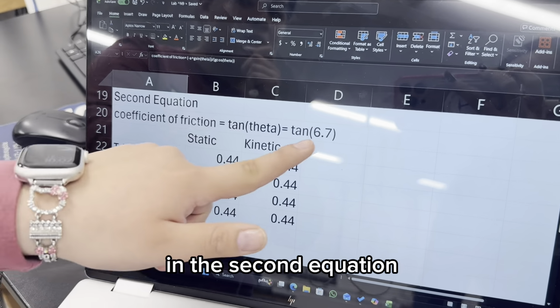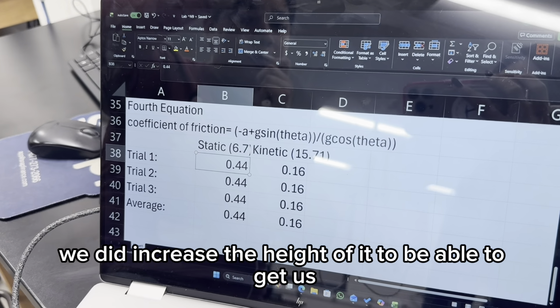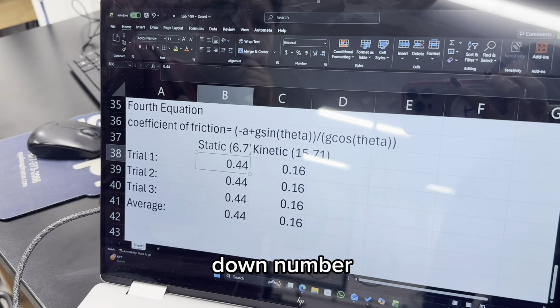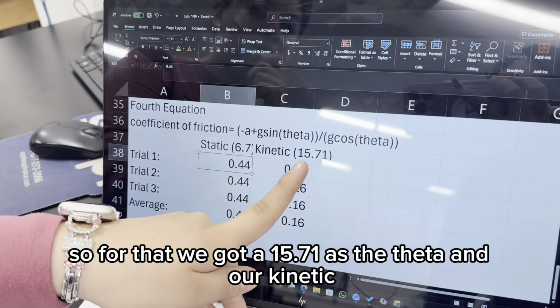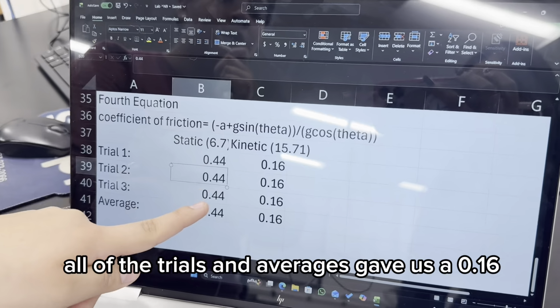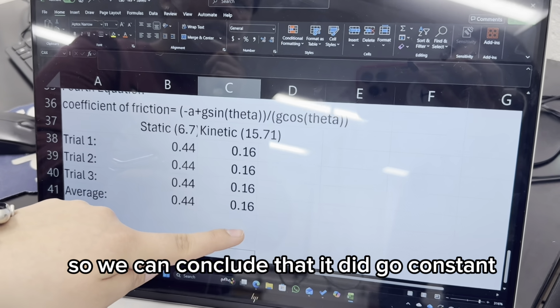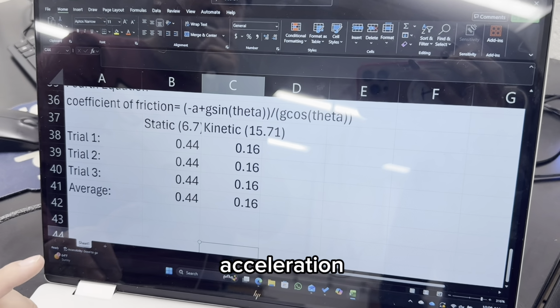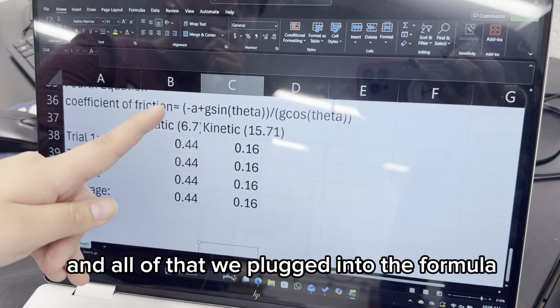And then for our kinetic, we did increase the height to be able to get a sliding down number. So for that, we got 15.71 as the theta, and our kinetic, all of the trials and averages, gave us 0.16 since it was at the same height, so we can conclude that it did go constant acceleration. And all of that we plugged into the formula.